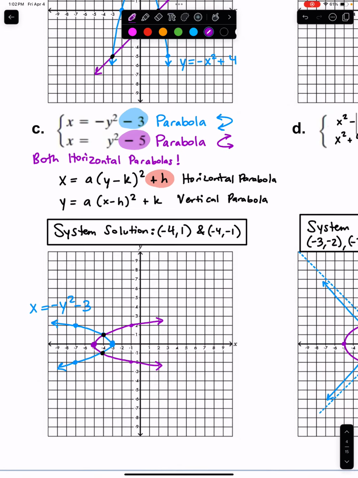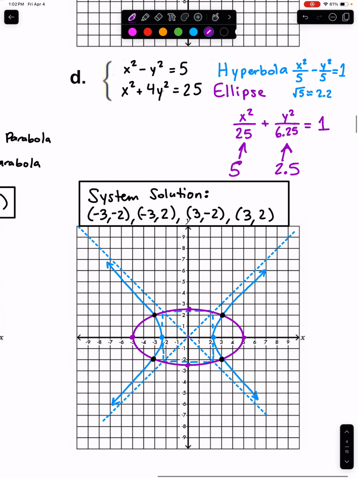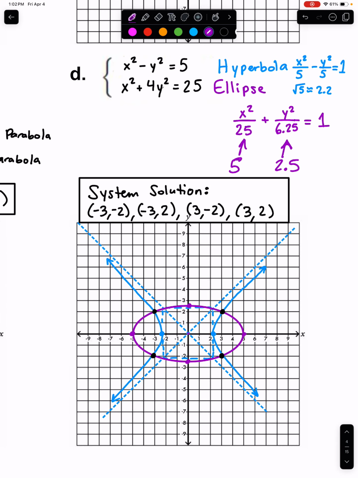I'm going to zoom in to show you. The first one, we do have a parabola, and the second one is also a parabola. They are both horizontal parabolas, which means they are sideways parabolas. I went ahead and labeled one of the equations. I can label the other one here, y squared minus 5. These are my two parabolas, and notice they intersect at the 2 points there, so I do have two system solutions. The other problem we had, right here, this was the solution. So you had a hyperbola and an ellipse.